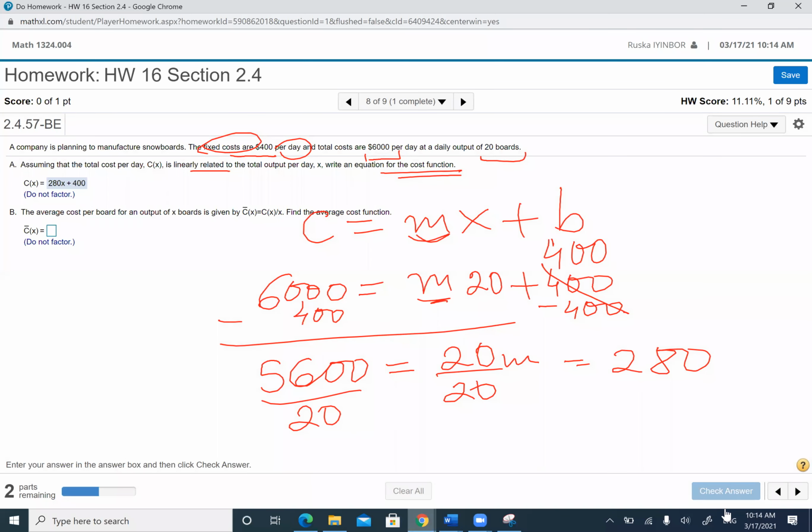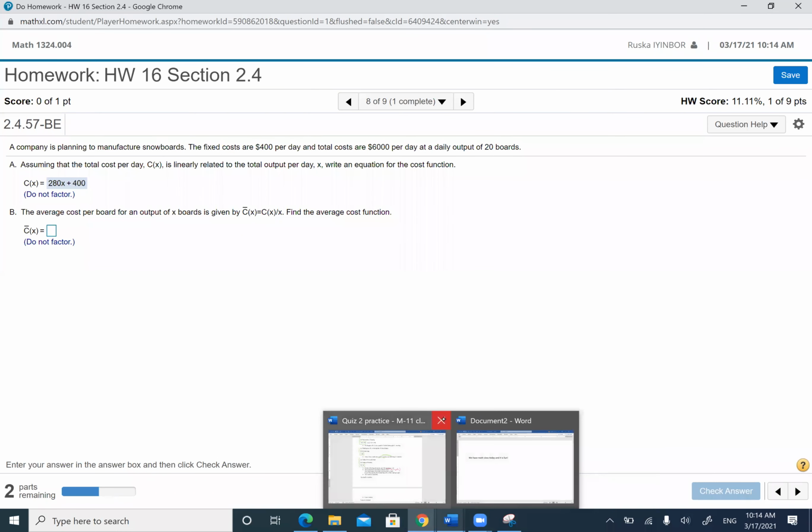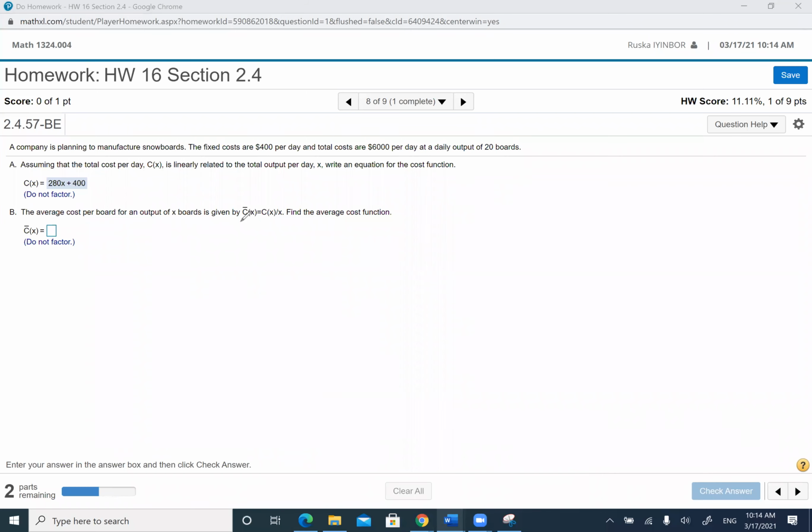Okay, then the next one says the average cost. The average cost is pretty much, I was going to show you in the slides. They give you the formula here, so let's go with that. The average cost is the cost function divided by x.